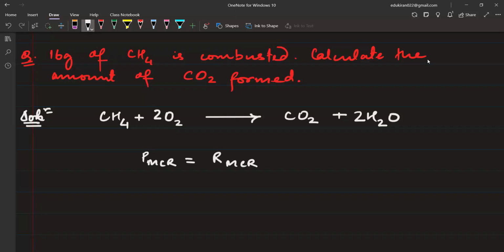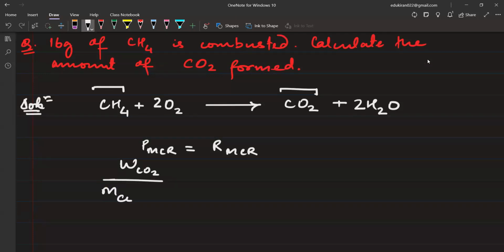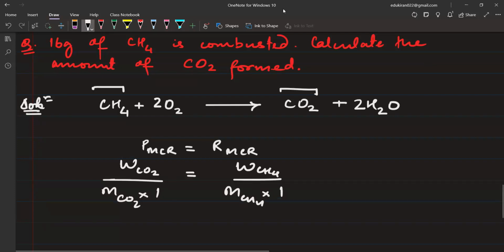What is product MCR? See, the product is CO2, so we have to focus only on CO2, and here I have to focus on CH4. So I am asking the MCR of CO2: given mass of CO2, which is not given, divided by the molar mass of CO2 into its stoichiometric coefficient, that is 1. This will be equal to the given mass of CH4 divided by the molar mass of CH4 into the stoichiometric coefficient, that is 1. Yes or no, please tell me.